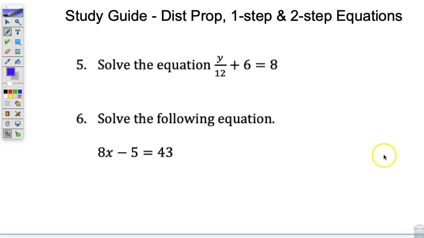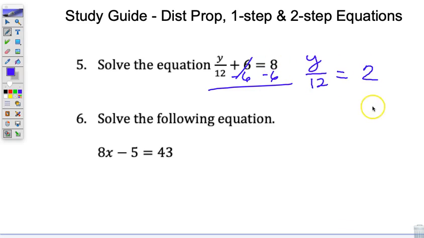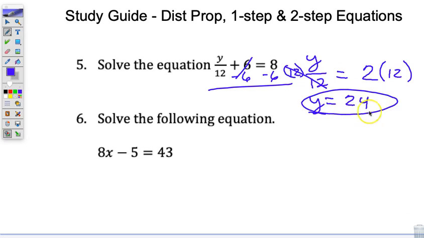In problem 5, this is also a two-step equation. We're going to start by subtracting 6 on both sides. We end up with y divided by 12 is equal to 8 subtract 6 is 2. Since we're dividing y by 12, we need to undo that and multiply both sides by 12. We end up with y is equal to 24.